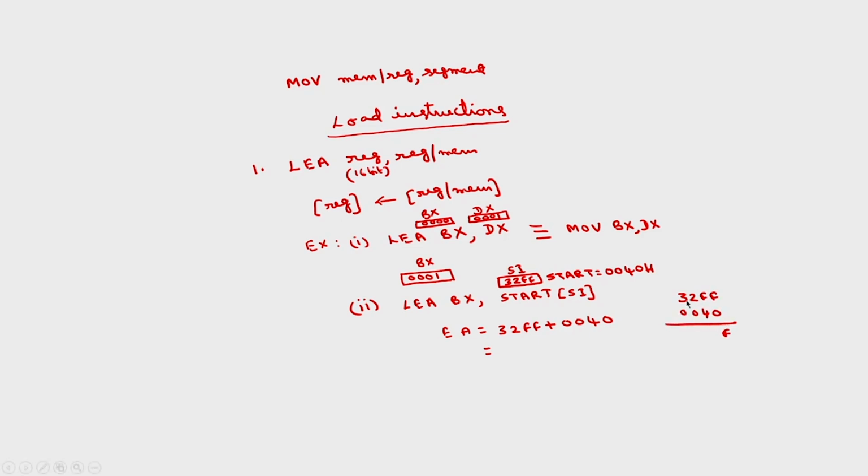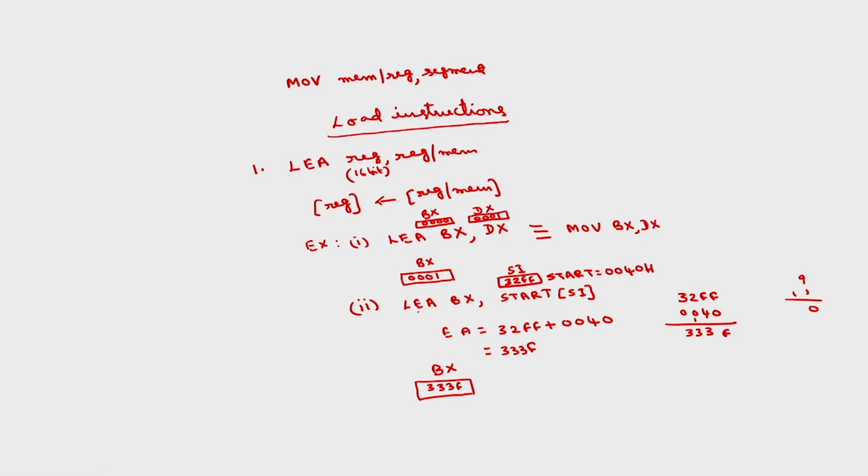F plus 4: F plus 1 is 10, F plus 2 is 11, F plus 3 is 12, F plus 4 is 13. Like in decimal, 9 plus 1 will be 10, 9 plus 2 will be 11. Here F is 15, the maximum number, so F plus 1 becomes 10. So, the result is 333F. After the execution of this instruction, BX will be loaded with 333F, directly the effective address.